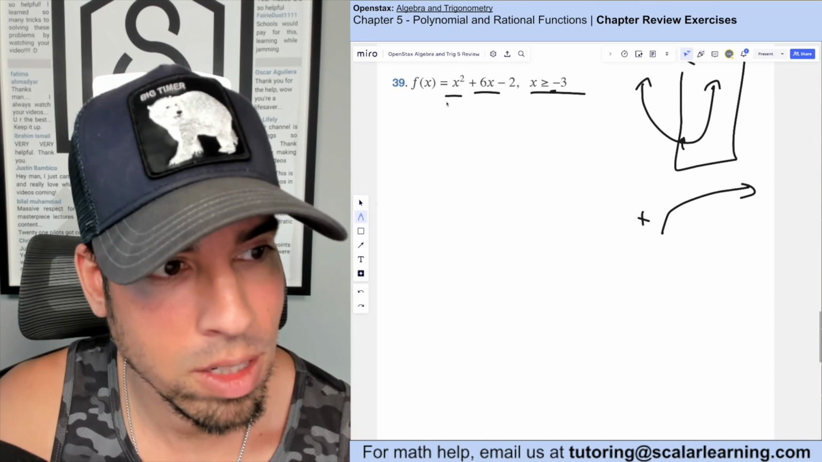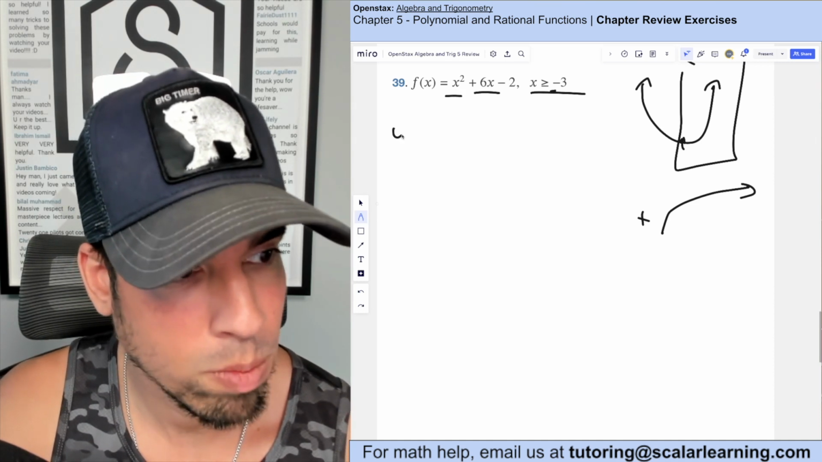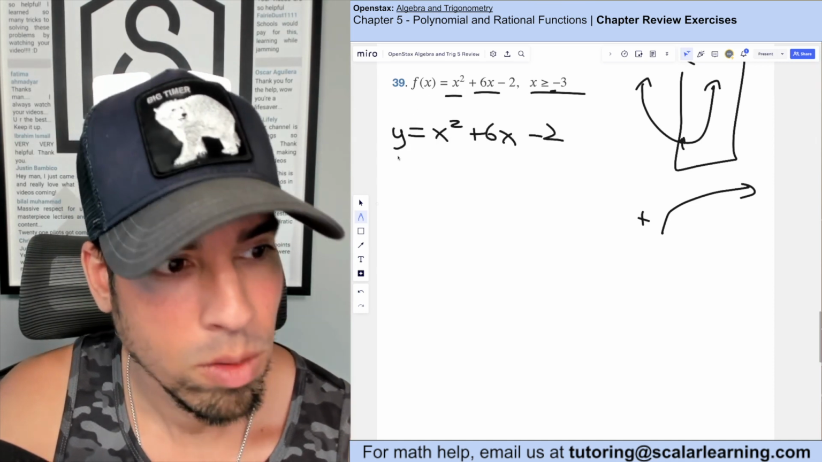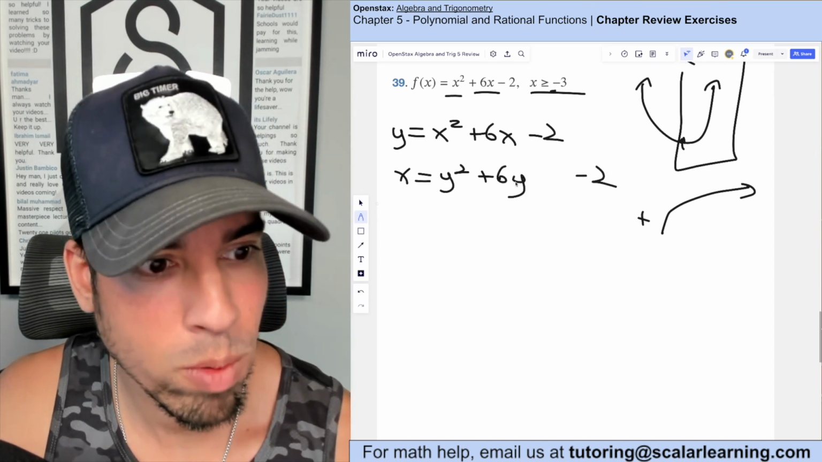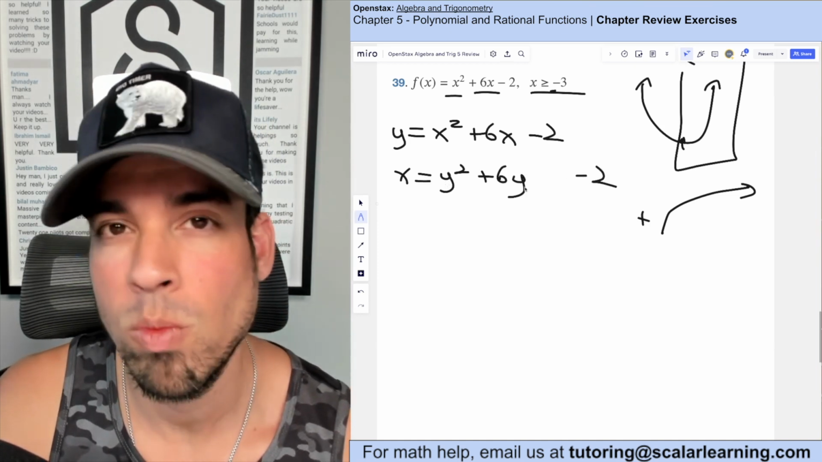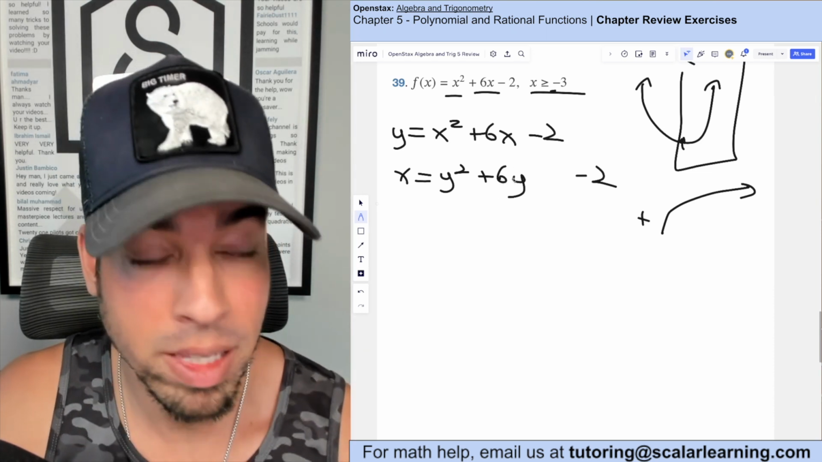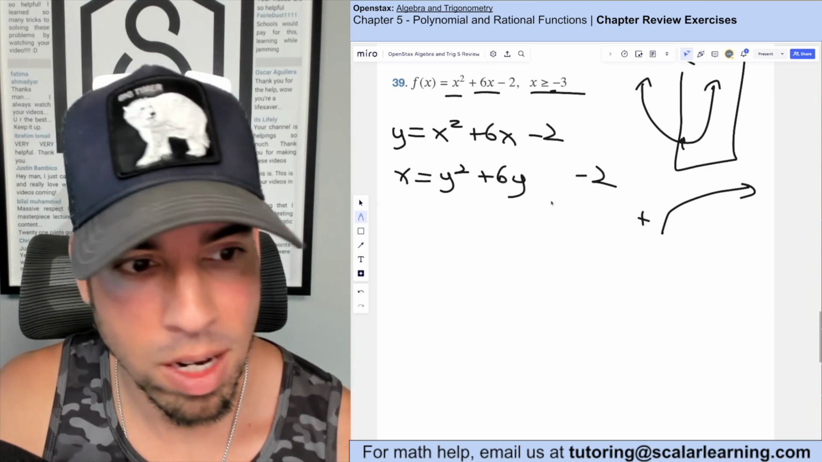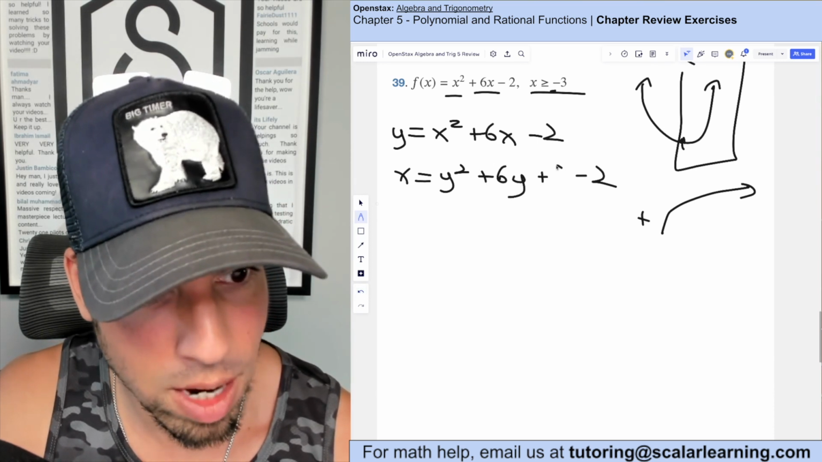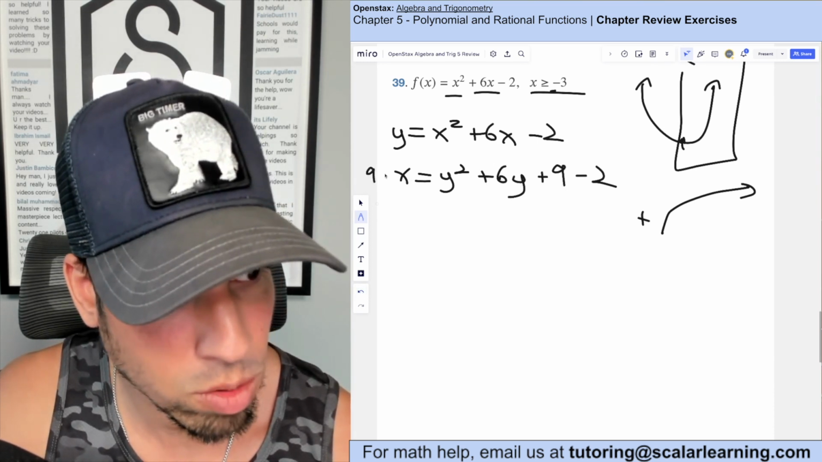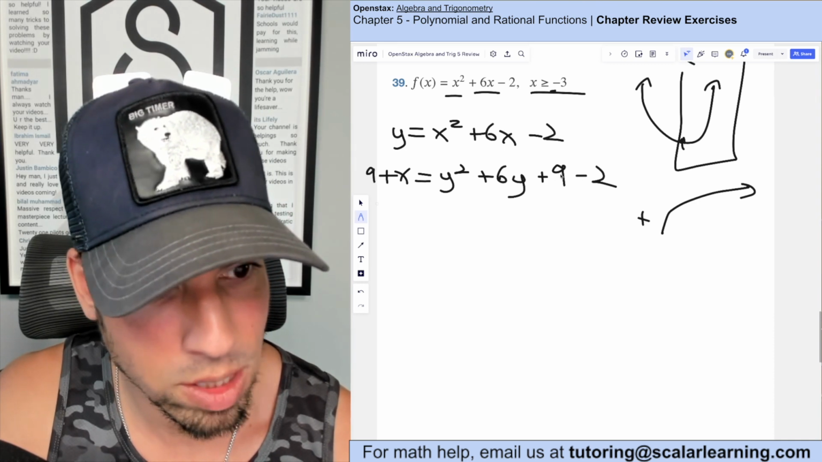So now let's get into the weeds here. We're going to start by replacing f of x with y. Then we're going to swap the x's and the y's. And now our goal is to isolate y. But when we have a y squared and a y, we're going to have to do something called completing the square, and that helps us isolate y. So we're going to take half of this, which is 3, and square it, which is 9. And then we're going to add it to both sides. That's why I left a little bit of room there to squeeze that in.